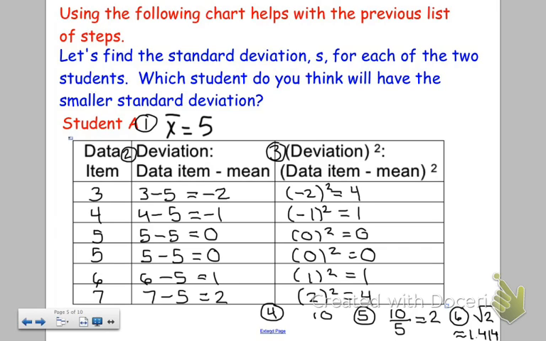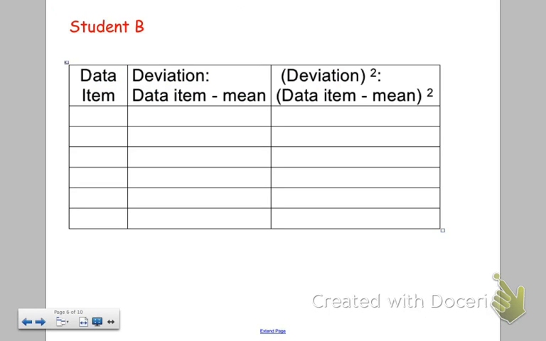There we go. Okay. So the standard deviation for student A is 1.414. Okay. So having this chart to flow us through that process is really going to be helpful. Let's follow that same process for student B now.